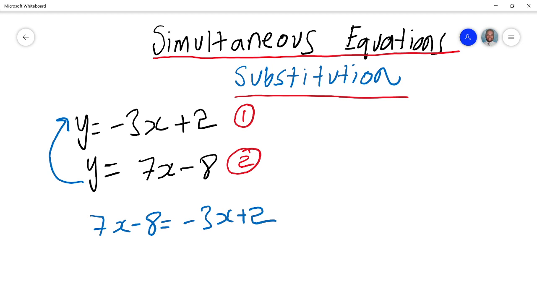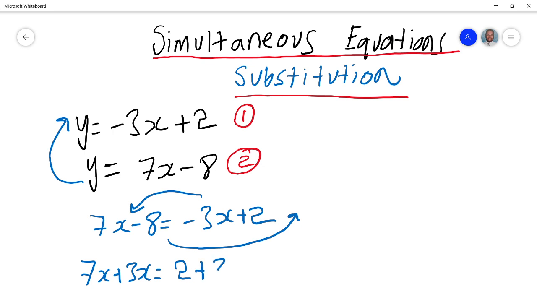What do we do from there? We're going to be grouping like terms and unlike terms. So I'm going to use the arrow. I'm going to put the x's on my left-hand side, and I'm going to put the numbers on the right-hand side. So technically, that negative 3x will now be plus 3x, and that negative 8 is going to be plus 8, because you know very well when you move numbers over the equal sign, the sign will change. All right, so what are we going to get there? We're going to get 7x plus 3x is equal to 2 plus 8.